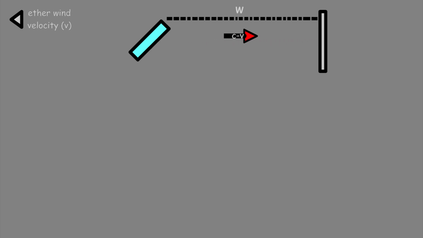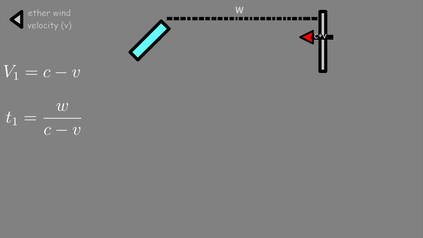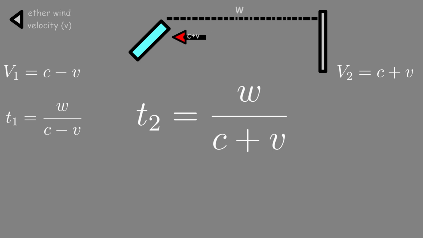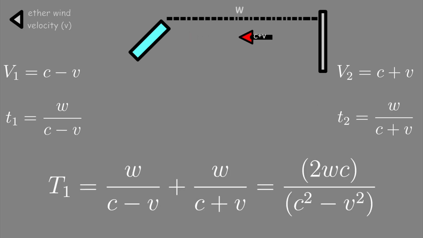As the beam moves towards the mirror, it moves against the ether wind, so the speed of light will be c minus v. The time taken is distance over speed, which gives w over c minus v. When the beam returns to the interferometer, its speed will be c plus v, so the return time is w over c plus v. Thus, the total time for this beam to complete its journey is this.